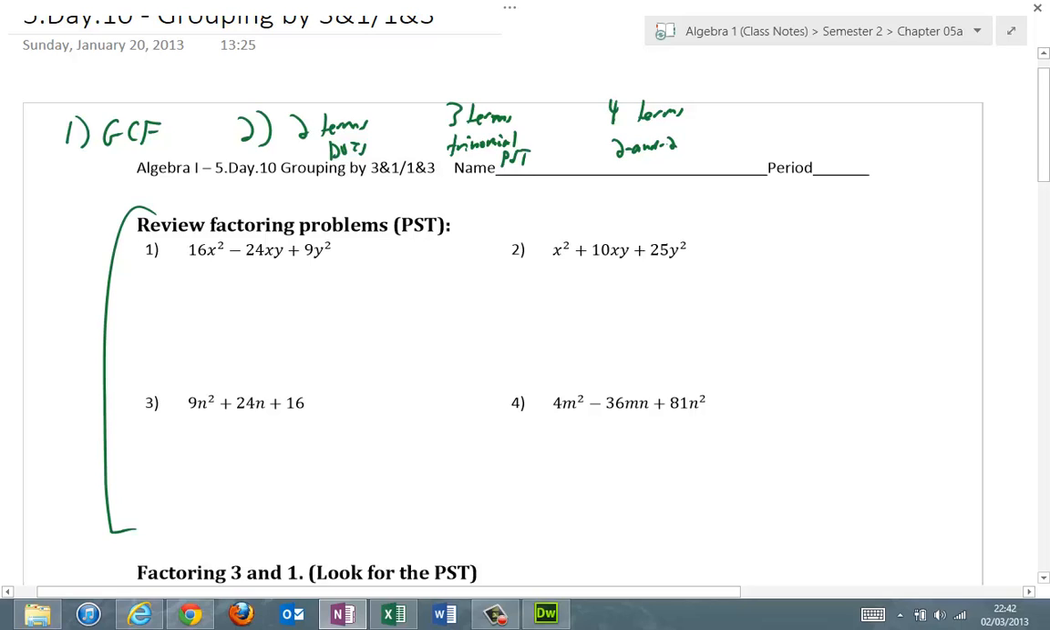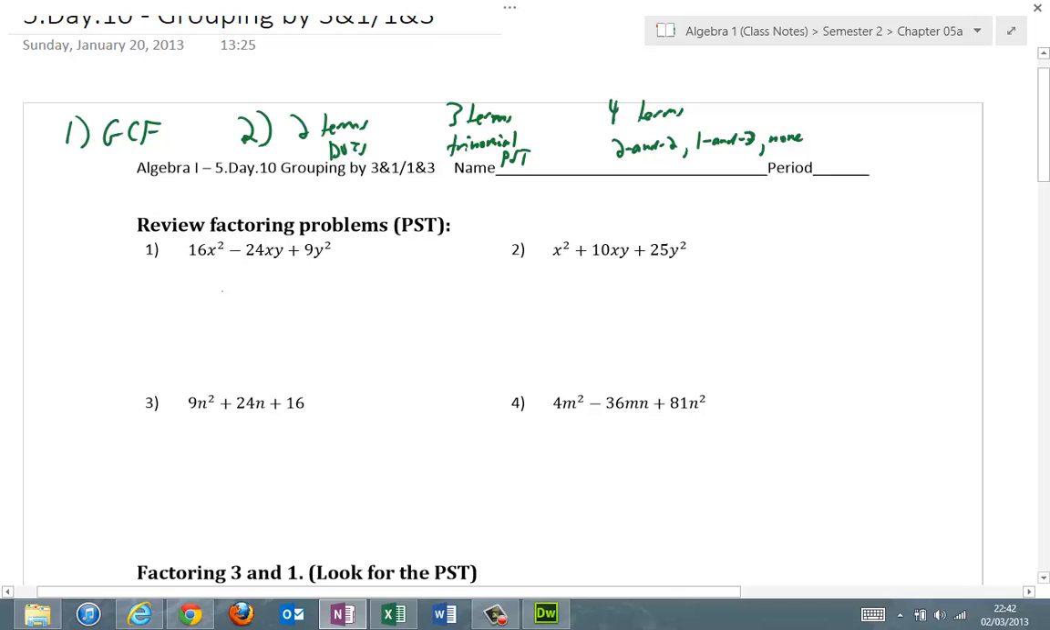Keep in mind that it can only be one or the other, or none. Four-term factoring can be 2 and 2. It can be what we're going to call 3 and 1 or 1 and 3 today. Or it can be none. It just might have to sit there. So let's go back to review.